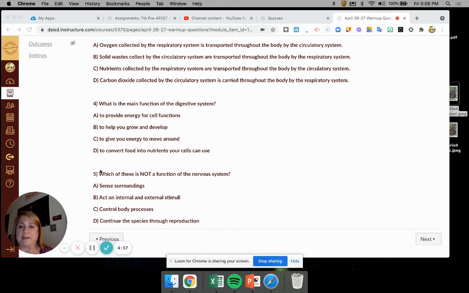So your nervous system absolutely senses your surroundings. It absolutely quickly decides how to act on internal and external stimuli. It absolutely controls body processes. But what it does not do is continue the species through reproduction. Now, it controls reproduction. The hormones and the endocrine system are controlled by the nervous system, of course. But continuing the species through reproduction is the job of the reproductive system.